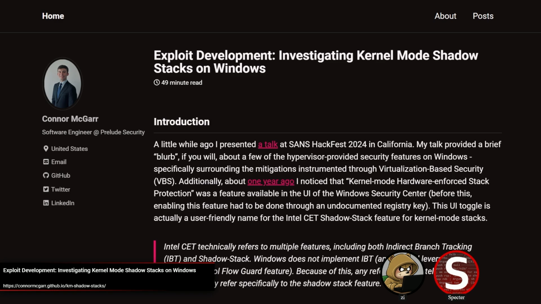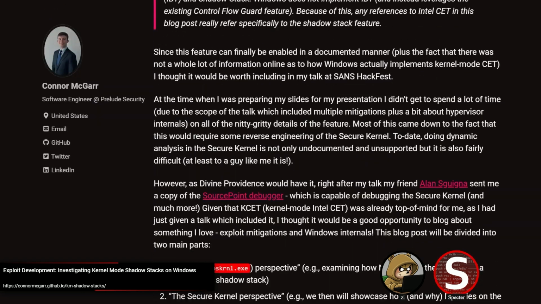It was a little bit surprising to me how well thought out and well implemented it seems to be. Now again, I don't really do a lot of Windows research, so I am going off of what was covered in this blog post. But from what I saw, it seems like a smart way to implement it.